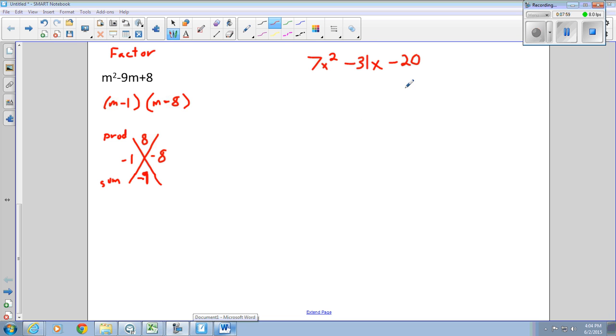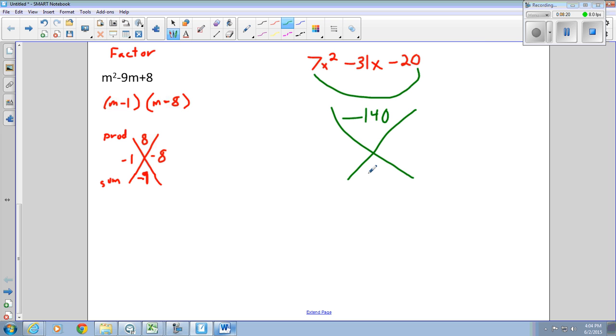So using that method on our problem here, the 7x squared minus 31x minus 20, we're going to take the product of these two numbers, and we get the product is negative 140. And we're going to create the diamond out of that. We've got negative 140 and negative 31. The sum we're going to get is negative 31. The product is going to be negative 140.